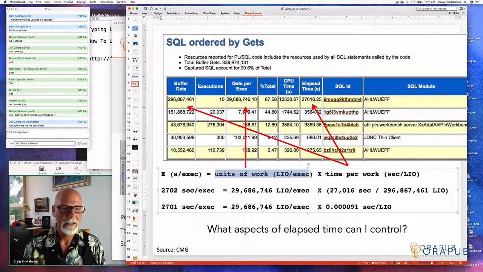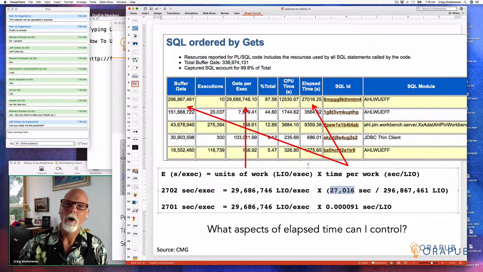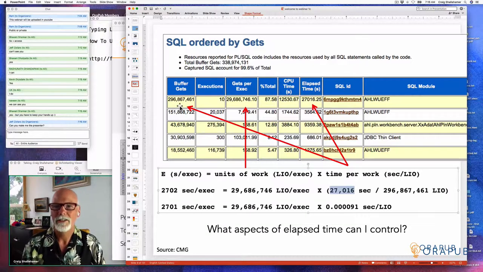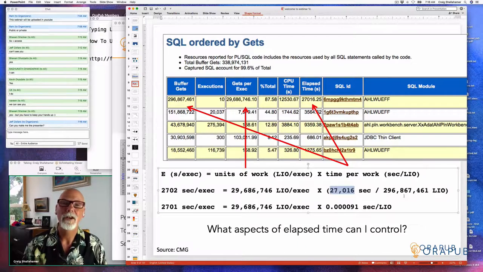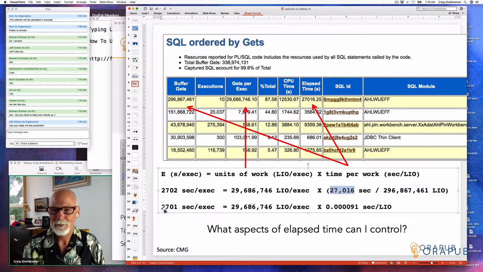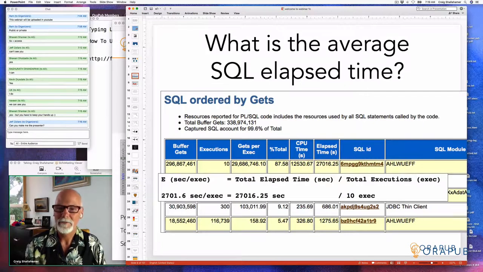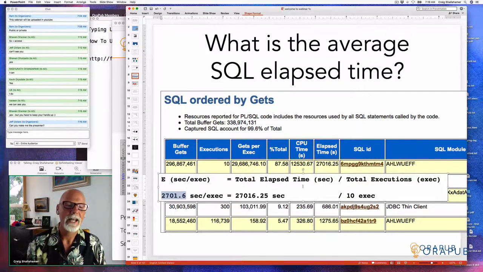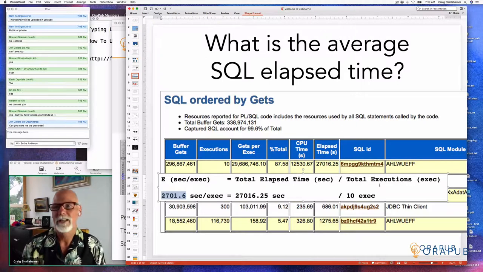How long does it take to process one piece of work? Let's take this total elapsed time, the 27,116, and divide that by all the pieces of work, which is the total buffer gets right here. If I divide all the time by all the work, I get the time to process one piece of work. That's the response time. If you carry out the math, we end up with 2,701 seconds, which is exactly what we came up with on the previous screen by taking the total elapsed time divided by the total executions. It's just a different way of looking at the math, but it equates to the same thing.